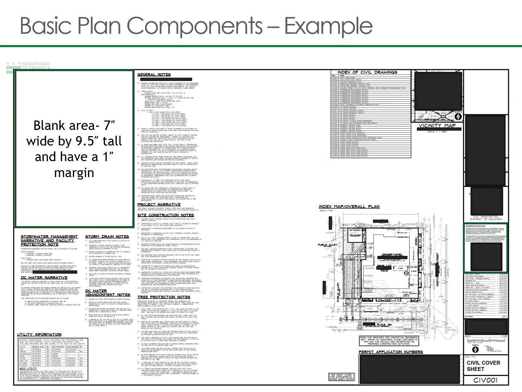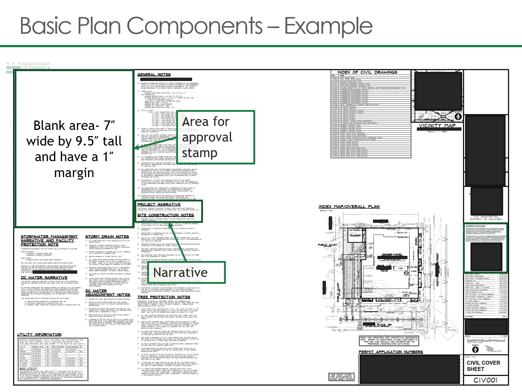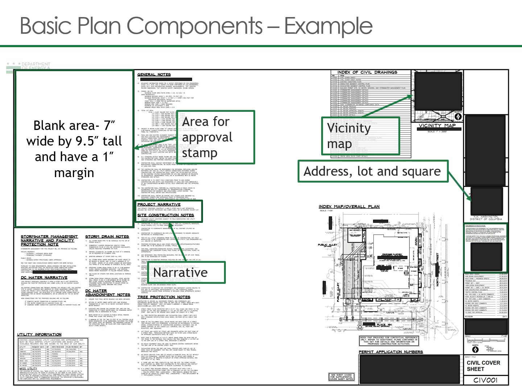The basic components that are required are an approval stamp area. This area must be 7 inches wide by 9.5 inches tall and have a 1-inch margin. There must be a project narrative on the plans describing the basic project and what is encompassed in the work. There must be a vicinity map with scale and location, north arrow also. The address, a lot, and square must be on the plans. If there is a PE or an architect preparing the plans, there must be a signature and stamp.